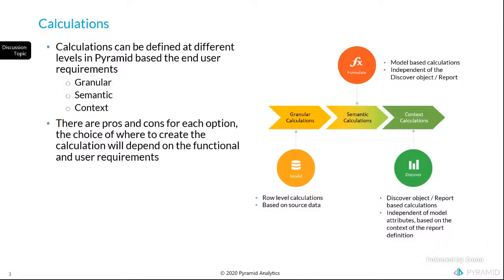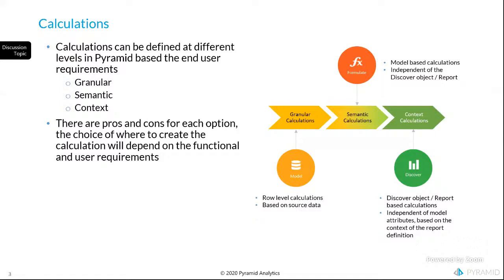And context calculations work in the context of the query itself. So they operate only against the data which is retrieved from the query, rather than working against the semantic model and effectively the entire data set, or against the individual row level items as we would with my model app. So there's different requirements for each. There's pros and cons for each option.